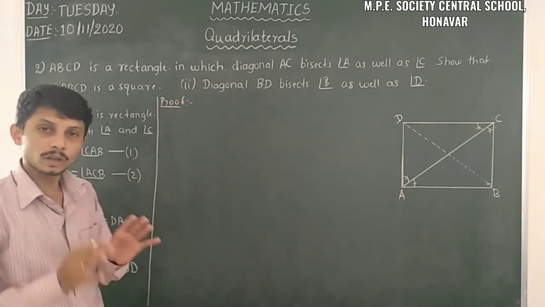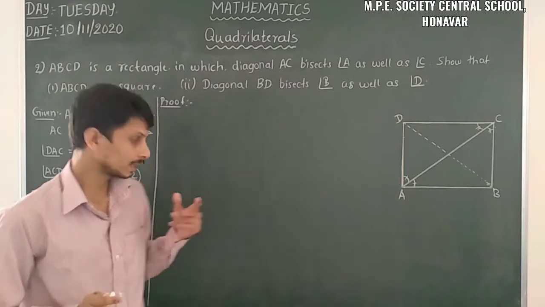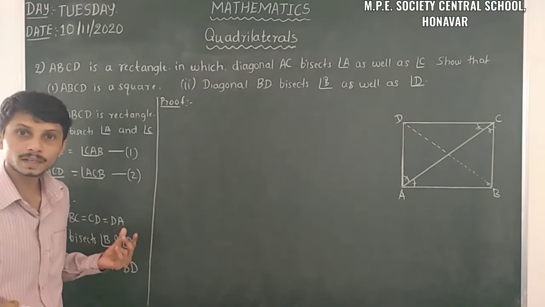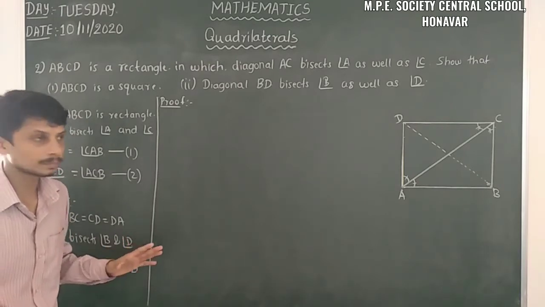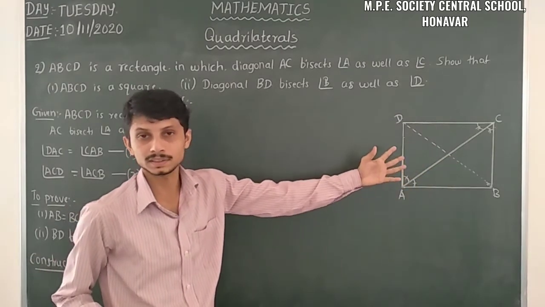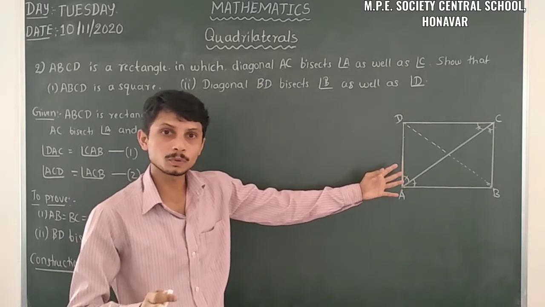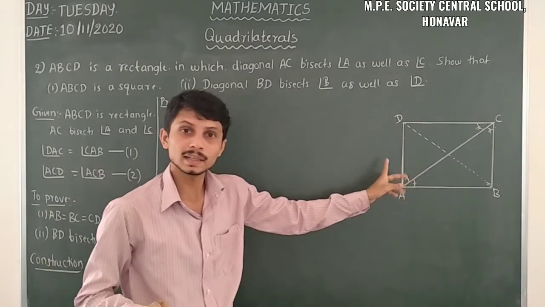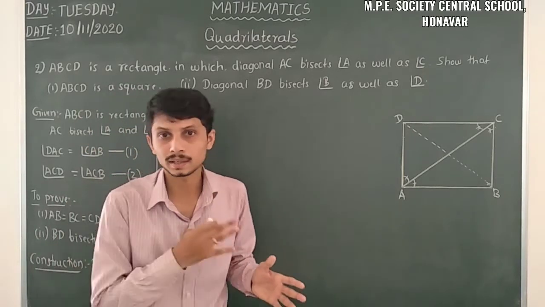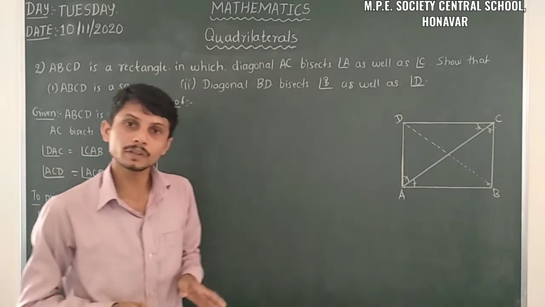When you want to prove ABCD is a square, that means we want AB equal to BC equal to CD equal to DA. But here there is no such relationship. We know only that the opposite sides are equal because it's a rectangle. But if we prove that any of the adjacent sides are equal, then we can take all the sides are equal. So how can we do that?